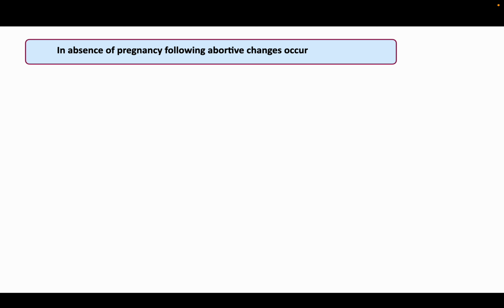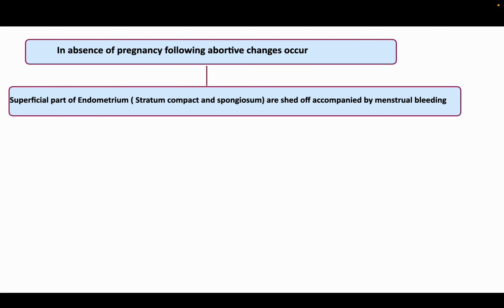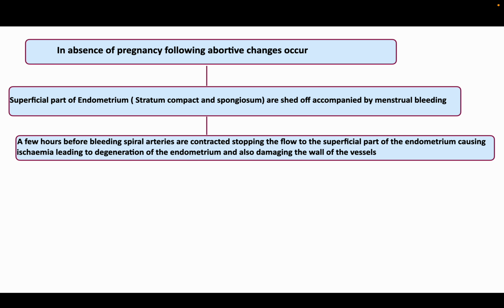Now, in the absence of pregnancy, the following abortive changes occur. The superficial part of the endometrium, that is stratum compactum and spongiosum, is shed off accompanied by menstrual bleeding. A few hours before bleeding, what is the mechanism functioning? Spiral arteries are contracted, stopping the flow of blood to the superficial part of the endometrium, causing ischemia, leading to degeneration of the endometrium, and also damaging the walls of the vessels.